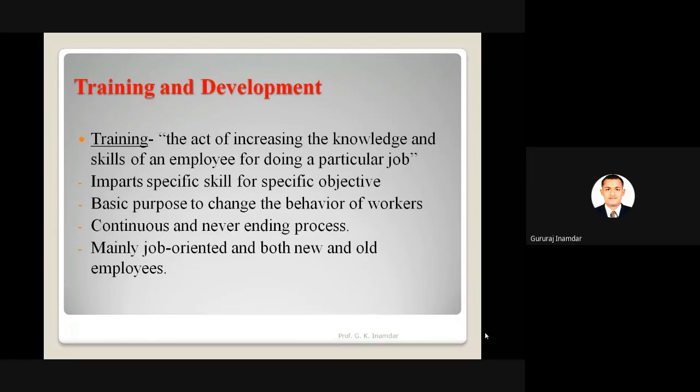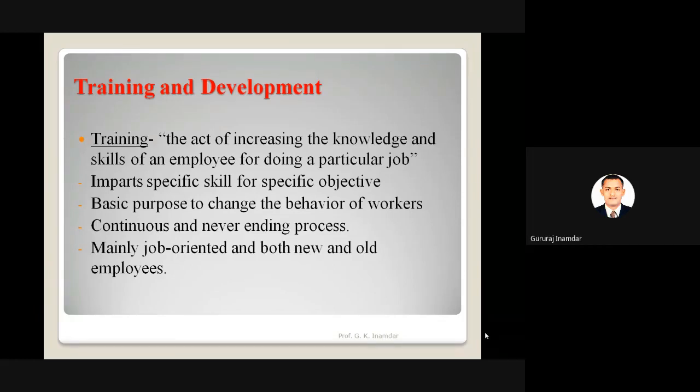Basic purpose is to change the behavior of workers. Okay, if the worker may be a fresher, if the worker may be experienced, we have to mix that employee with the current environment or infrastructure. Okay, it is a continuous and never ending process. This is very important.